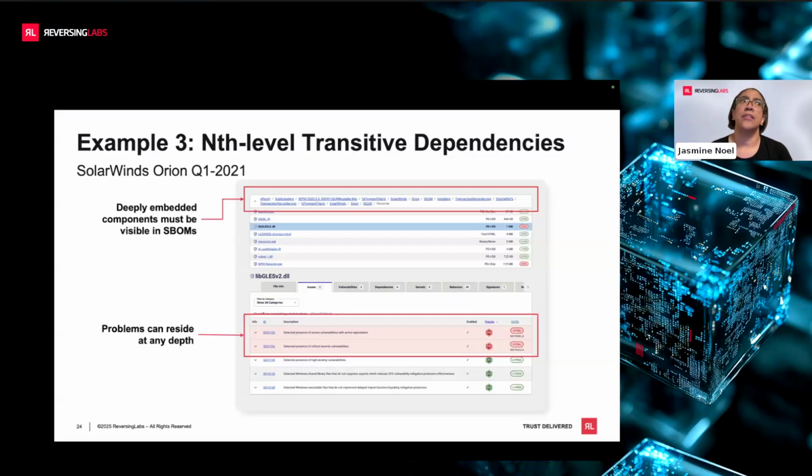And I know that when the first executive order came out asking for SBOMs, their requirement was, well, top layer and maybe second, and that'll be good enough. But quite frankly, it isn't. And the more complex your software is, the worse this problem becomes.